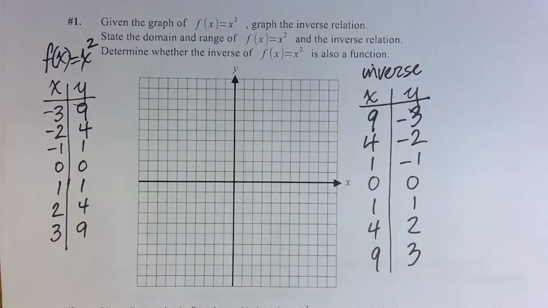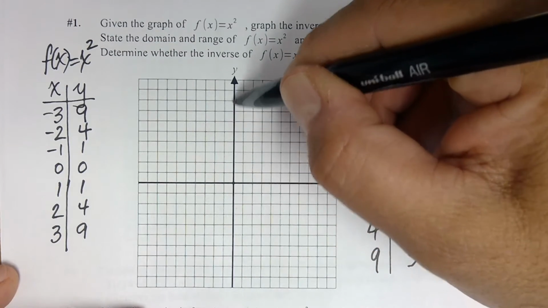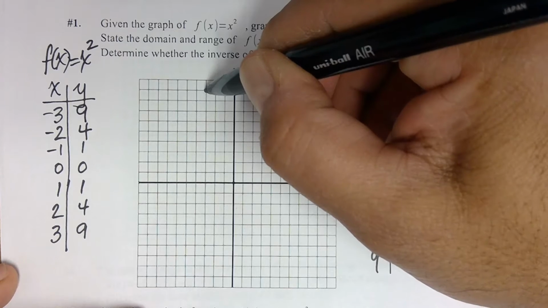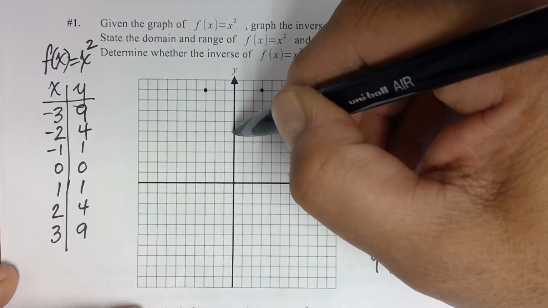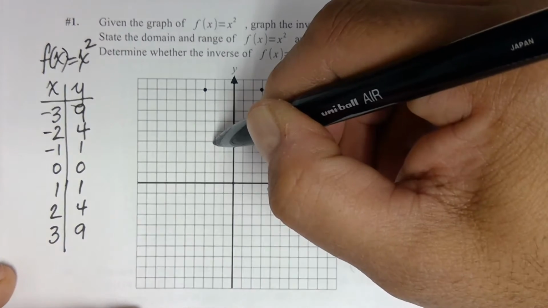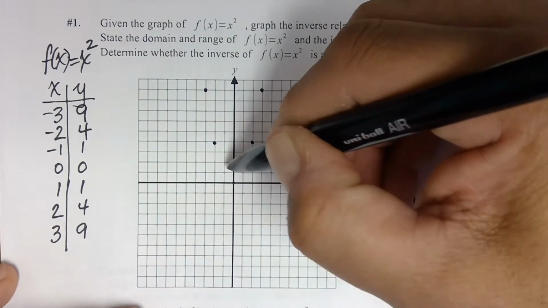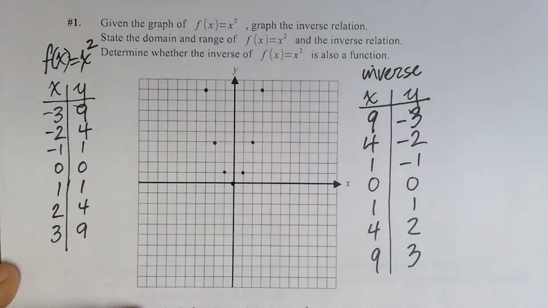So the idea of you guys memorizing your 8 key functions with the table of values: if you can plot the original, then you can plot the inverse. Here's what the original would look like. -3, 9, +3, 9, -2, 4, +2, 4, -1, 1. There's my original parabola.